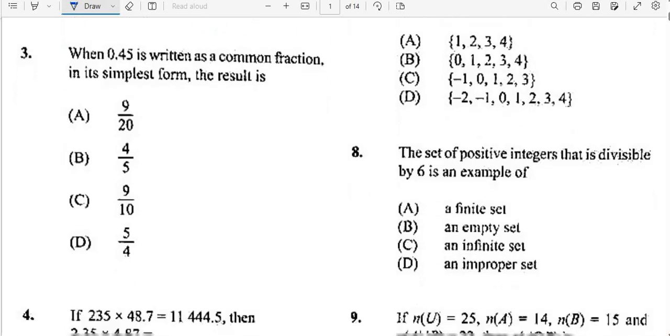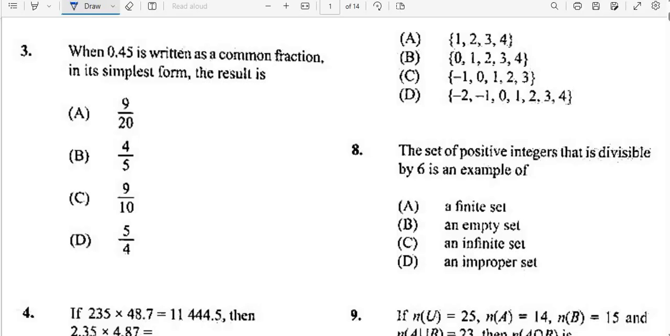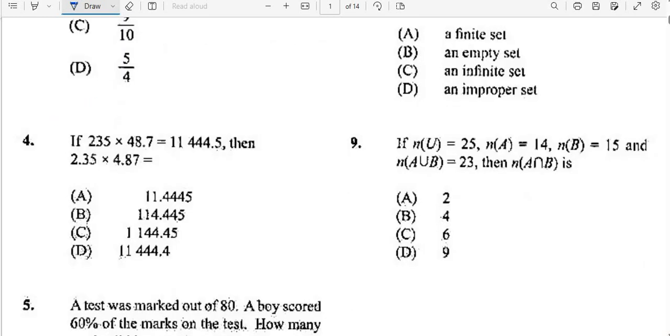Next, number 3. When 0.45 is written as a common fraction in its simplest form, the result is. So we're writing 0.45 as a fraction in its simplest form. This is a decimal, so it'd be 45 over 100. Now we want to simplify this, dividing by a number that can divide both numerator and denominator. And 5 into 45 goes 9 times, since 9 times 5 is 45. 5 into 100 goes 20 times, since 5 times 20 is 100. The solution is A.